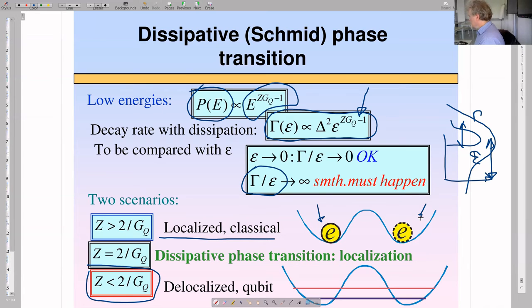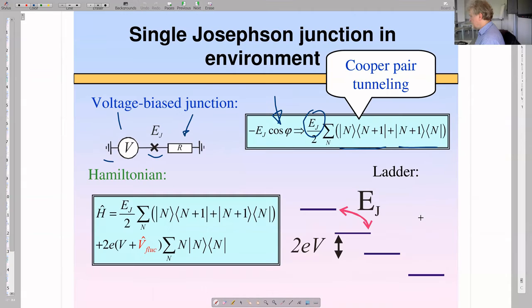So for a qubit in the presence of an environment, we have found a dissipative phase transition. If the impedance of the environment is sufficiently big, the qubit is not a qubit anymore. It is too much connected to the environment. It becomes a classical qubit. Fine.